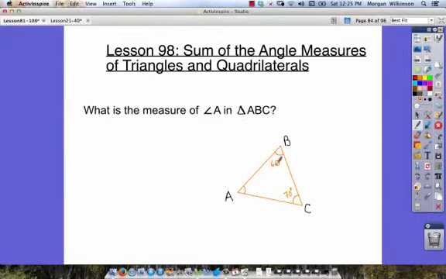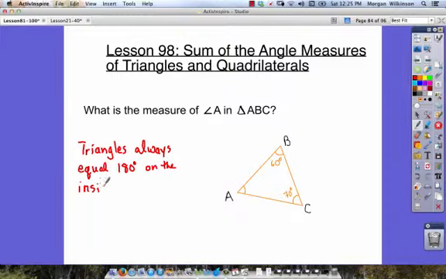Angle B has a measure of 60 degrees. Angle C has a measure of 70 degrees. The key thing we need to know in this is that triangles will always have the sum of their interior angles equaling 180 degrees. So triangles always equal 180 degrees on the inside. We can put an exclamation point because you need to know that. Make sure that gets into your notes today.